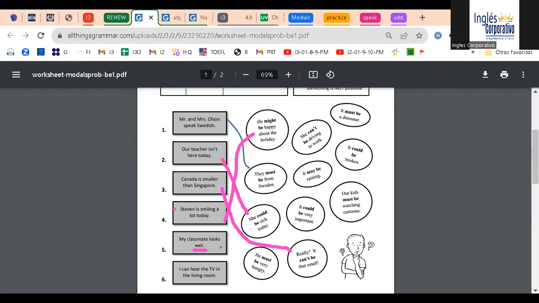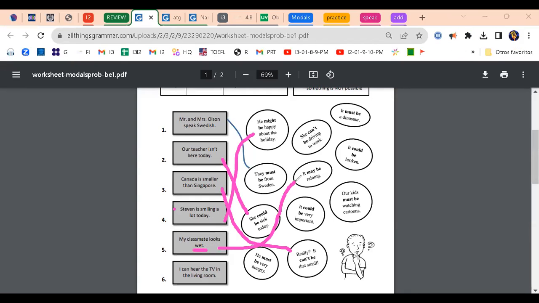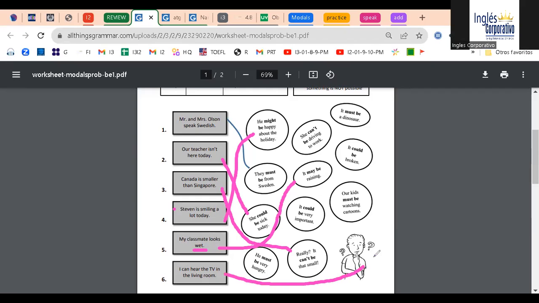So which could be the best answer for that one? It may be raining. Okay, so it may be raining. Yeah, I think so. Yeah, I can hear the TV in the living room. So what's going on? What do you think? Our kids must be watching cartoons. Yes, right. Okay, so excellent. So you did a great job. So our kids must be watching cartoons.